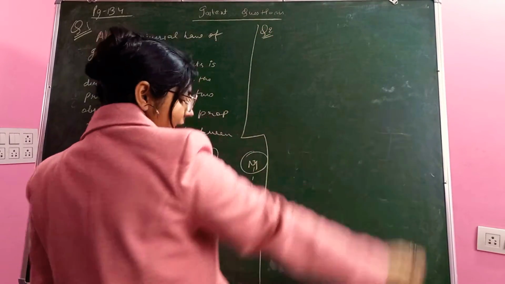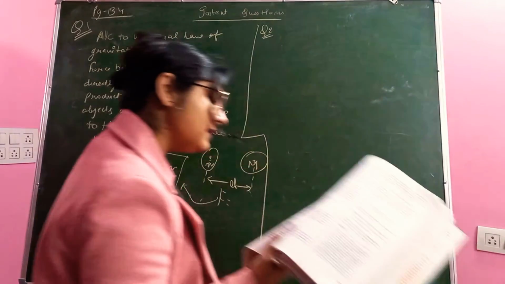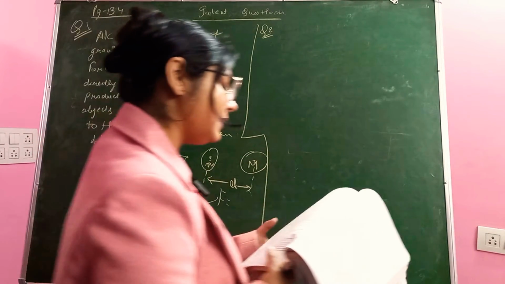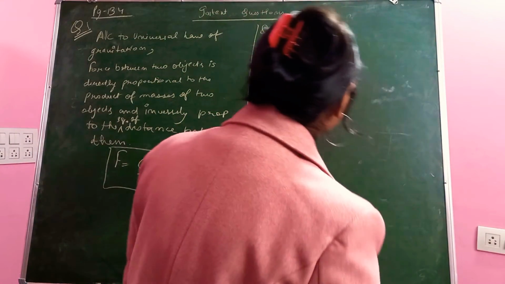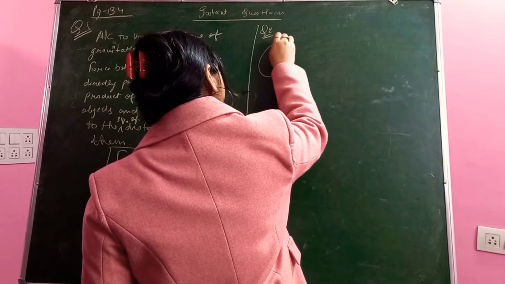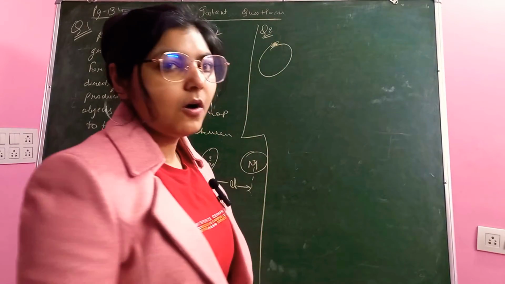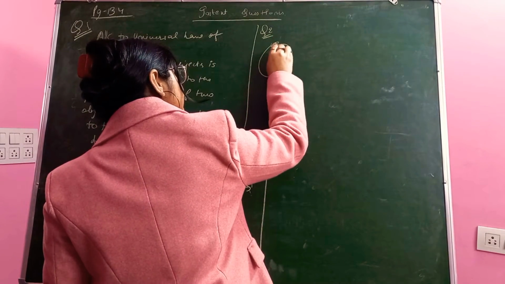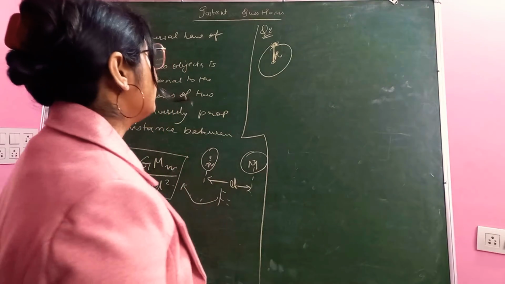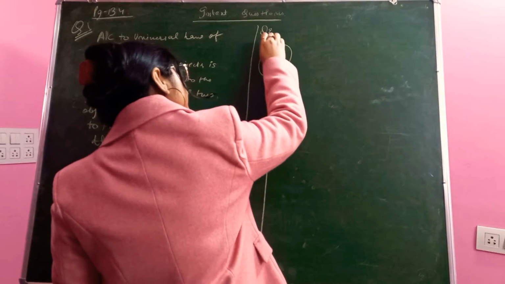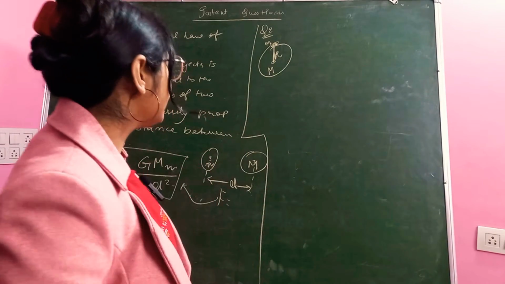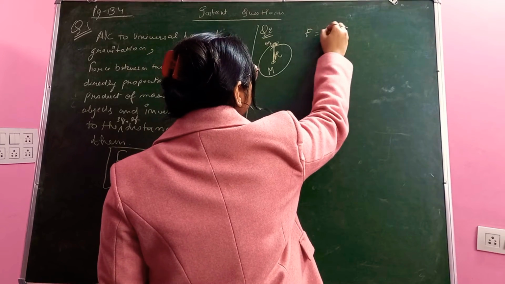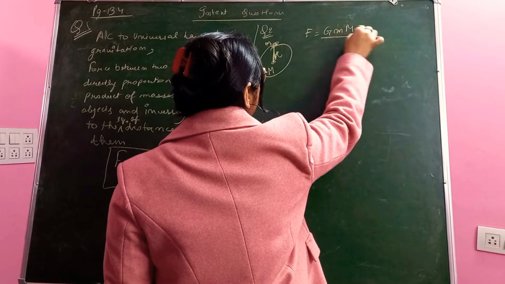Question number 2. The question number 2 says, write the formula to find the magnitude of the gravitational force between the earth and the object on the surface of the earth. So here is the object and here is the earth, and the distance between them is r. If the mass of earth is capital M and if the object's mass is small m, then what will be the force? We have to write the formula. F will be equal to G Mm upon r square.